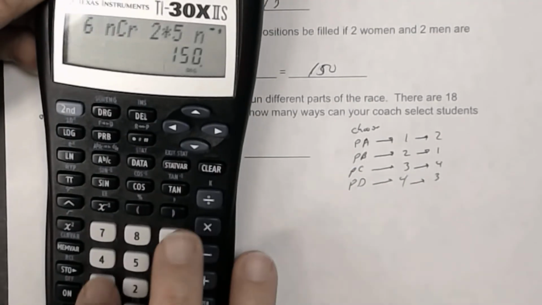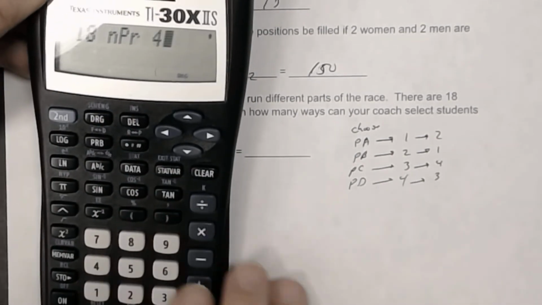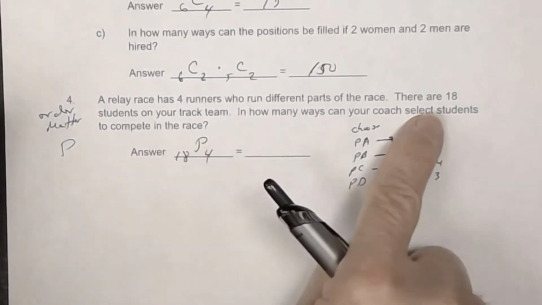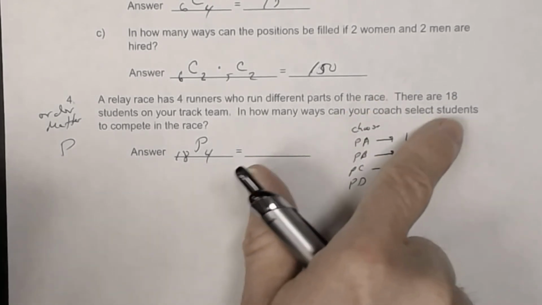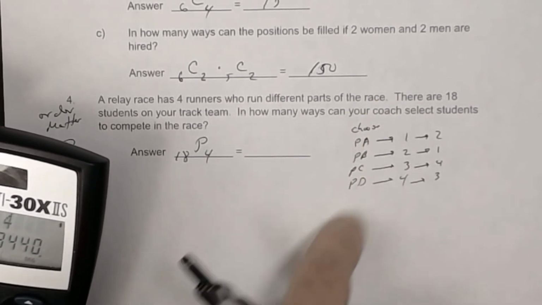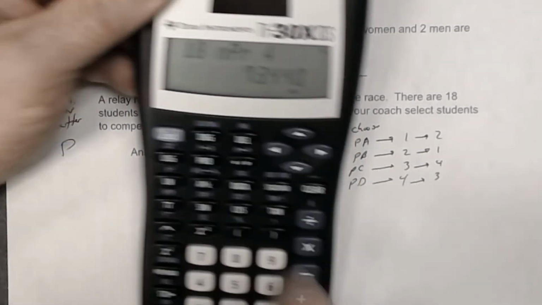So you're going to say 18 permutation 4, chosen 4 at a time. Now remember, there are 18 people. I just chose the first 4 people, but you have 18. If you did all of this, you would have a list of 73,440.